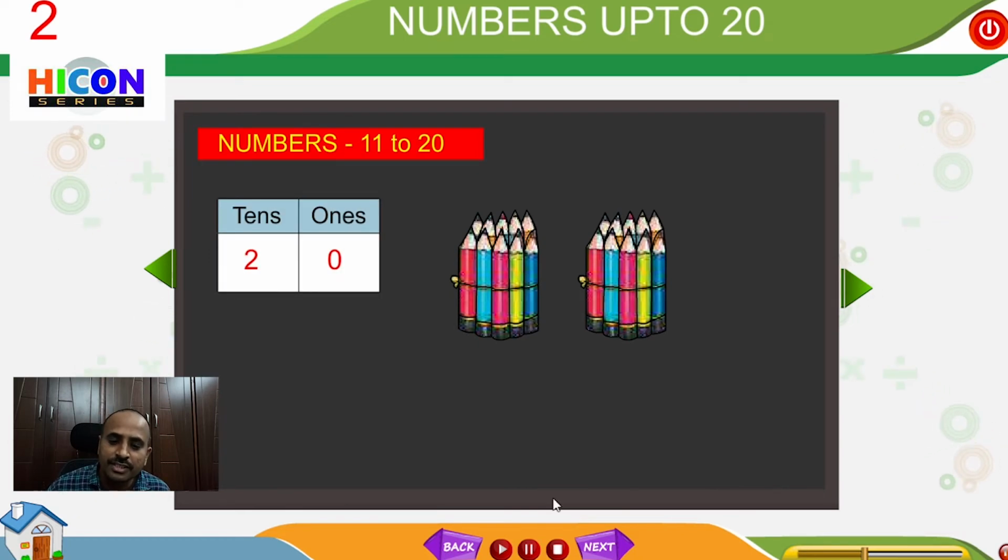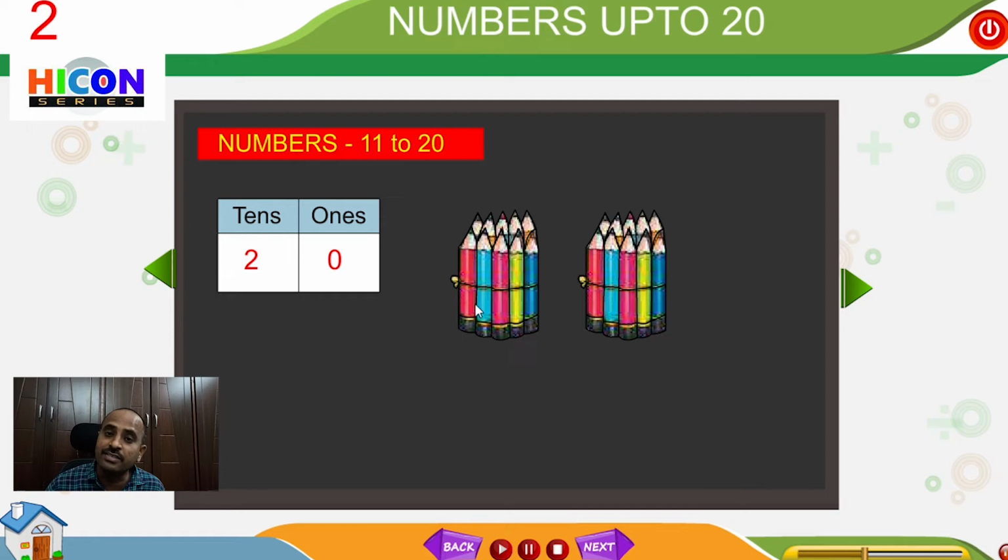So children, see the picture. How many single pencils are there? That means how many ones are there? Yes, there are no single pencils. That means there are no ones. Ones are absent. We have already learned that the absence of something is called 0. Since there are no single pencils, there are 0 ones. So we have to write 0 in the ones place.